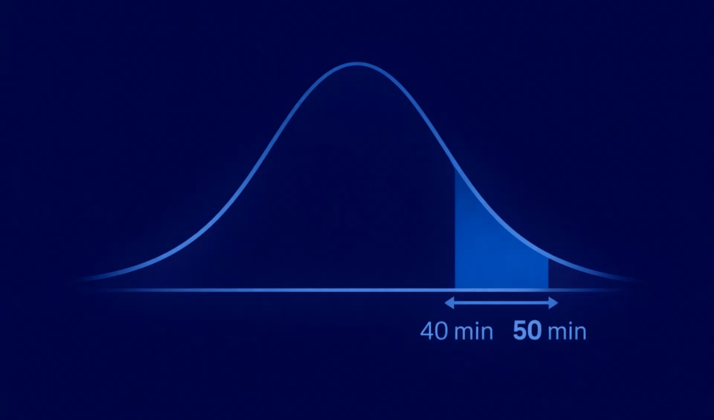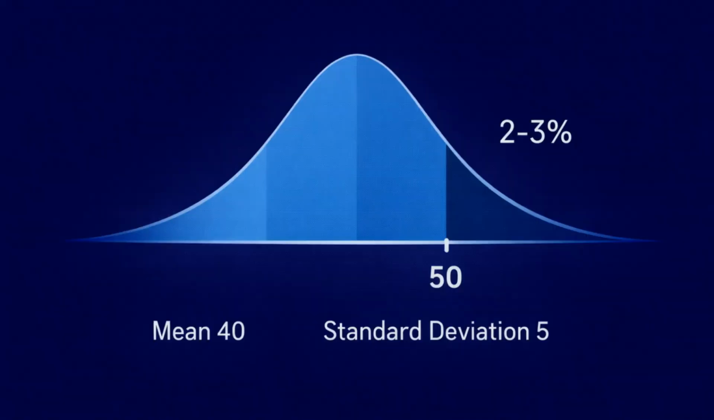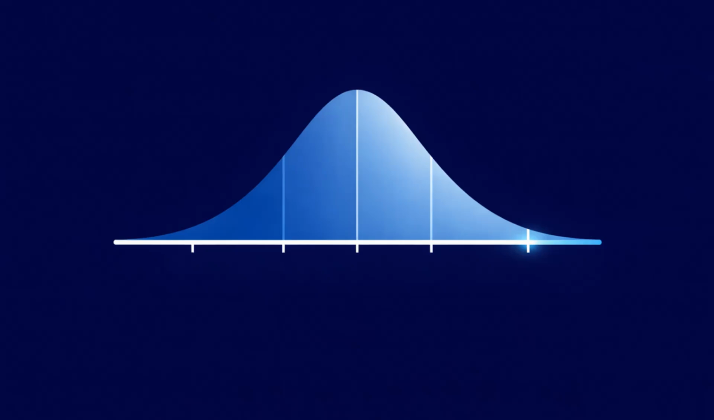A warehouse tracks how long it takes to load a truck. Loading times follow a normal pattern with an average of 40 minutes and a standard deviation of 5 minutes. The manager asks how often loading takes longer than 50 minutes. In a normal distribution calculator, you enter mean 40 and standard deviation 5, choose greater than, and enter 50. The probability comes back at around 2 to 3%. That means only a few loads out of 100 take longer than 50 minutes, which helps the manager distinguish between typical variation and unusual delays.